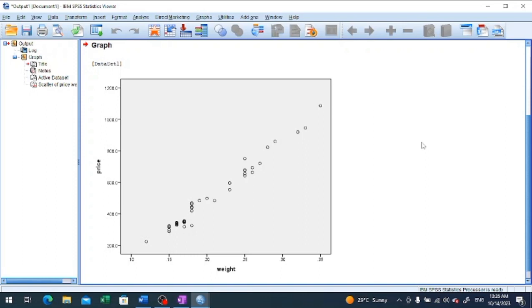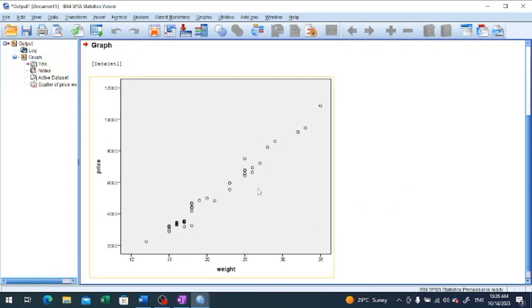Over here we can comment on the nature of the relationship between these two variables using this scatter diagram. We can see that there is a strong positive relationship between the weight of the diamond and its price in the market. Alternatively, you can say the lower the weight of the diamond, the lower its price, and the greater the weight of the diamond, the higher would be its price. So this is the relationship that exists between these two variables.